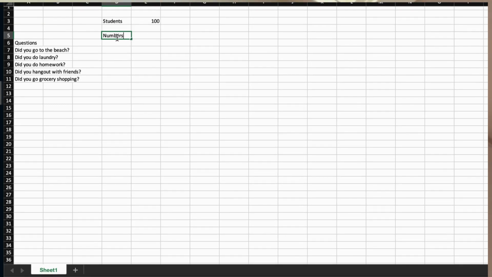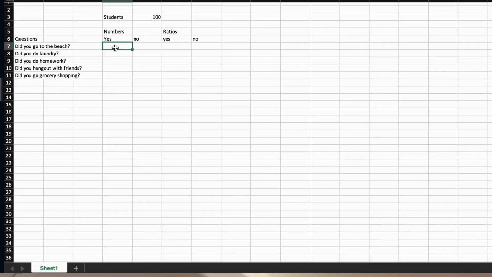Two boxes under students, we are going to write numbers. These are the people's responses. In the same row, but column F, we are going to write ratios. In the box under numbers, we are going to write yes and then no to its right. Under ratios, we will do the same and write yes under ratios and then no in the box to the right.